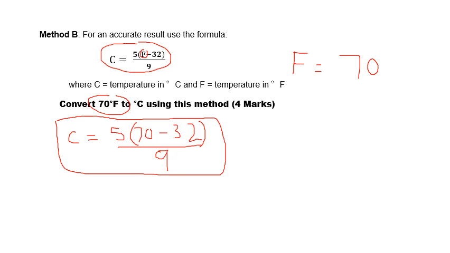We think, what do I do first here? Well, what you should be thinking here is we have a calculation inside brackets. What does inside brackets mean? It means you do it first in formula, as we've often discussed in formula lessons. So that is what we do. 70 take away 32, fairly simple, the calculation is 38.